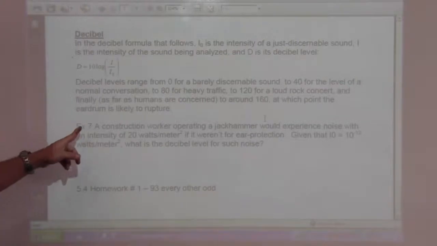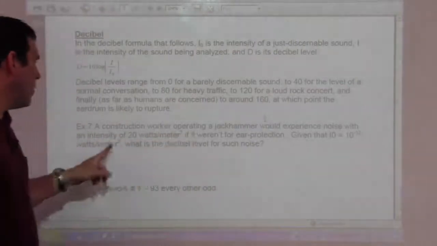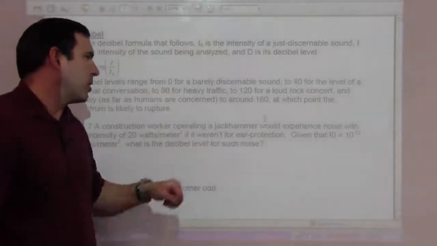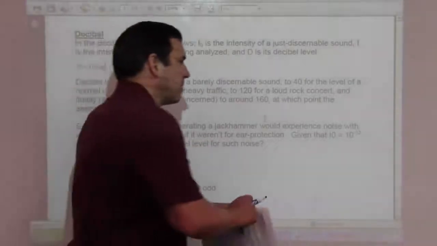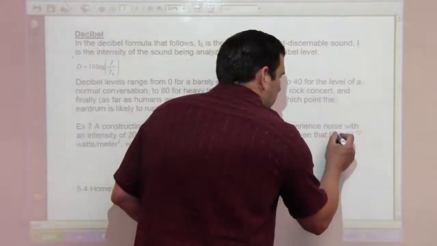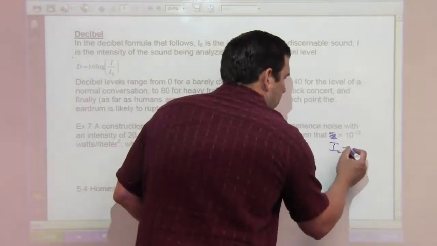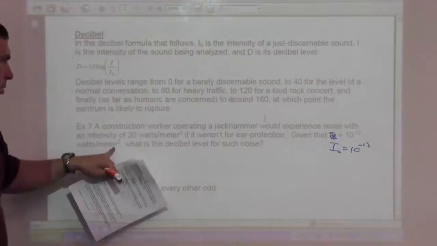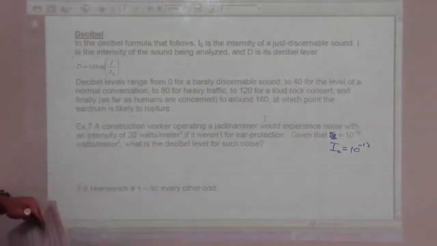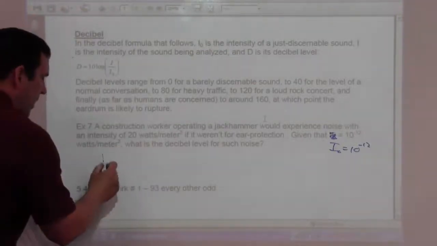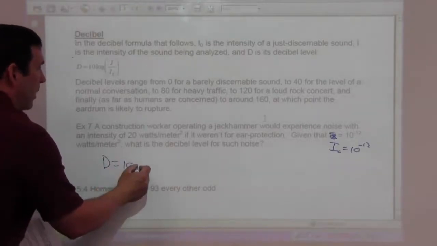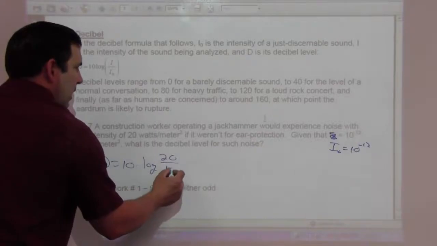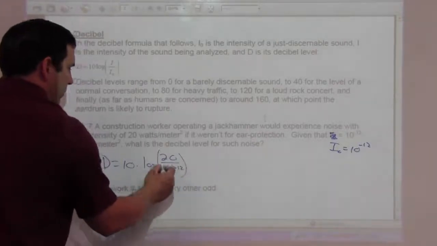A construction worker operating a jackhammer would experience a noise with an intensity of 20 watts per meter squared if it weren't for ear protection. Given that I sub 0 equals 10 to the negative 12 watts per meter squared, what is the decibel level for such a noise? The decibel level is going to be 10 times the common log of 20 over 10 to the negative 12.